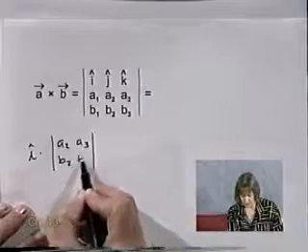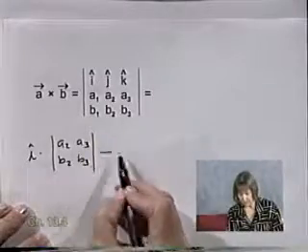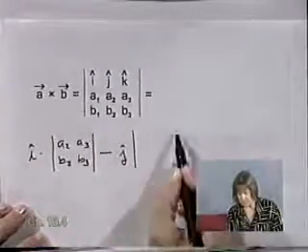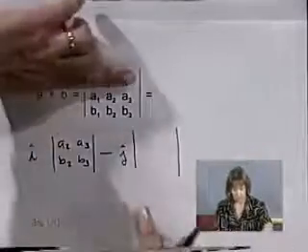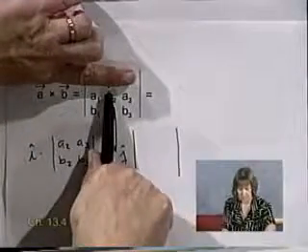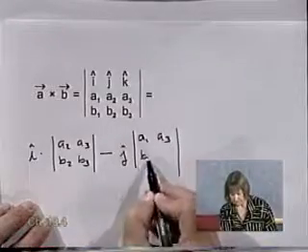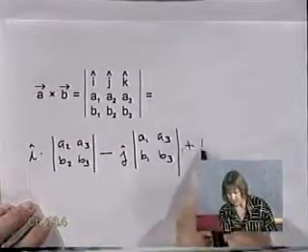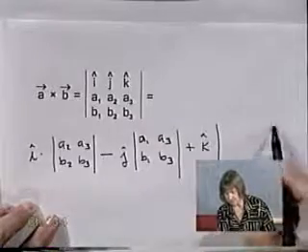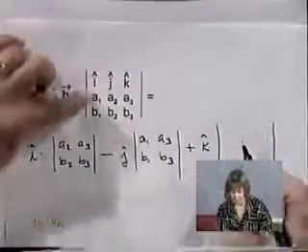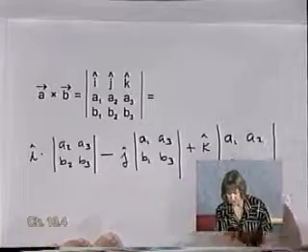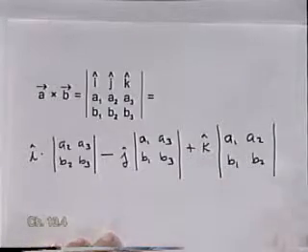B2, B3. Then with j, we go minus j times the determinant that we get if we eliminate the row and the column that j is in. So that gives me A1, A3, B1, B3. Plus k times the determinant from eliminating the row and column that k is in, which gives me A1, A2, B1, B2.